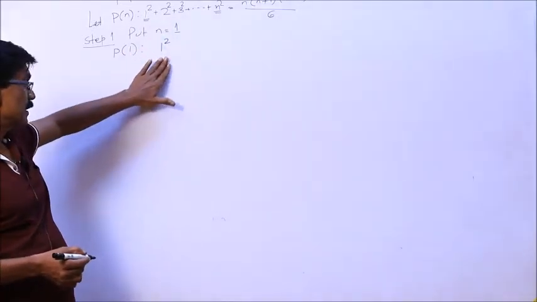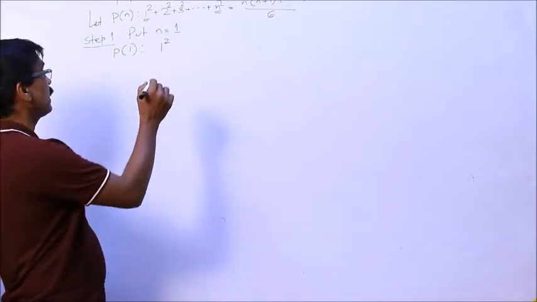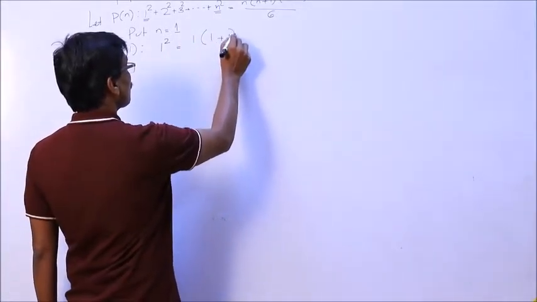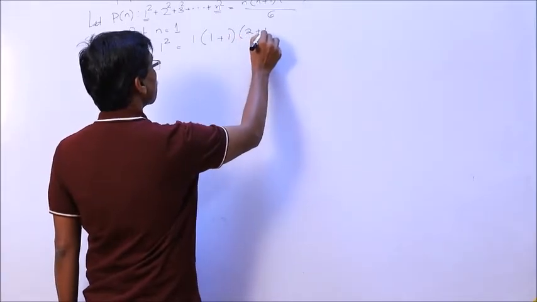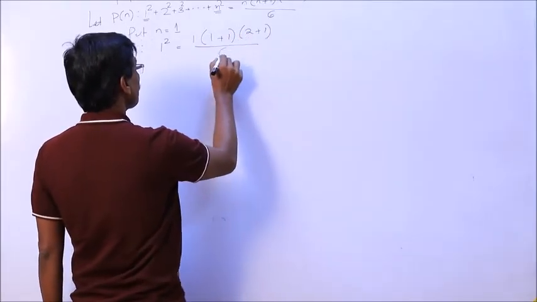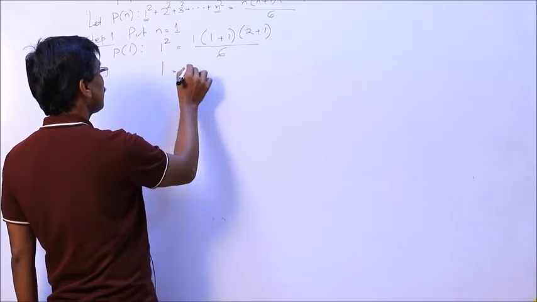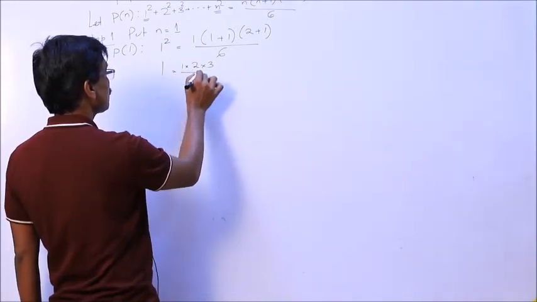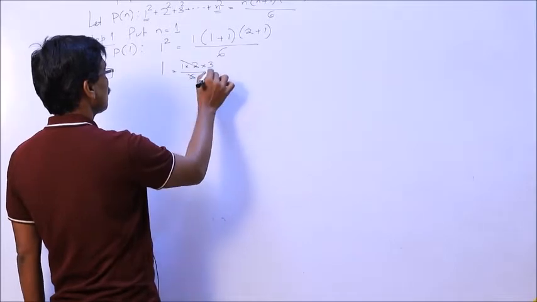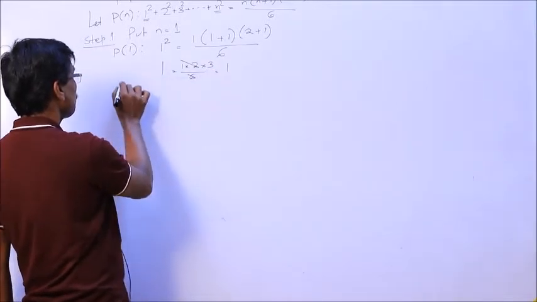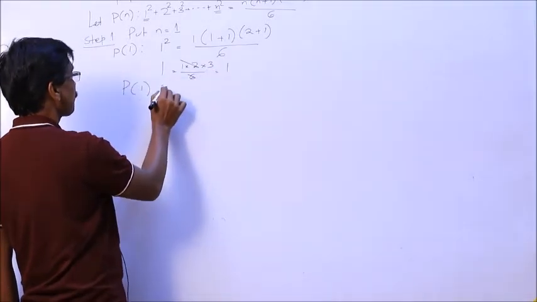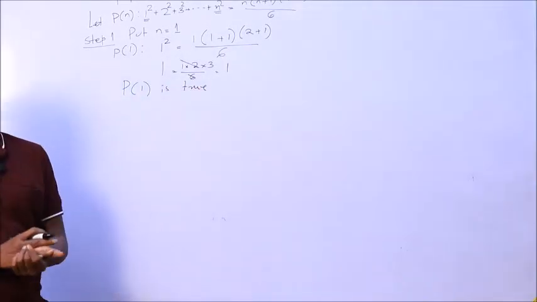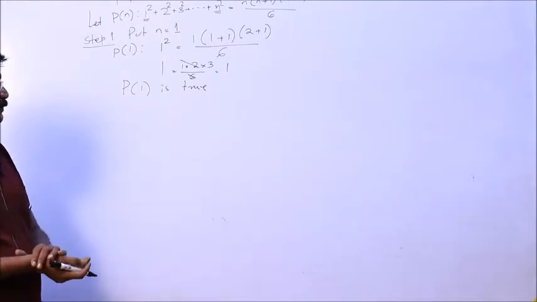So, left hand side is 1 square and right hand side, that is equal to 1 into 1 plus 1 into 2 plus 1 by 6. So, left hand side is 1 and right hand side is 2 into 3 by 6, that is equal to 1. So, P(1) is true. So, first step is satisfied.